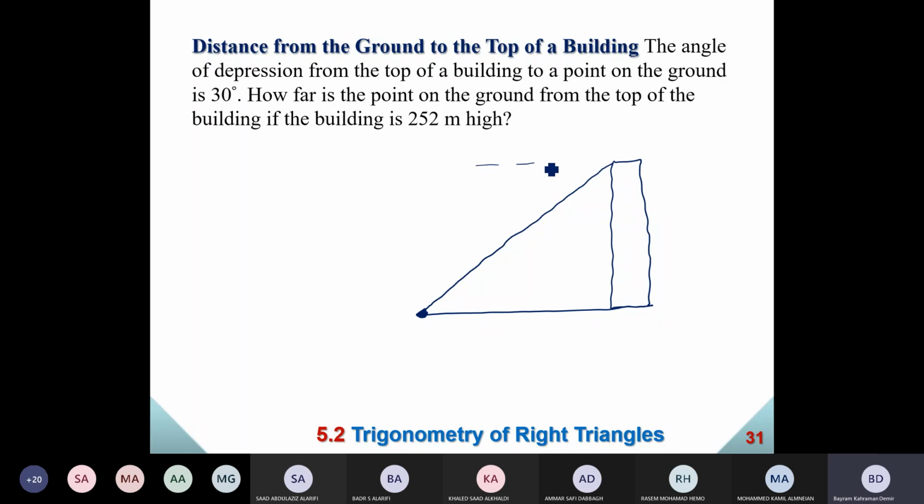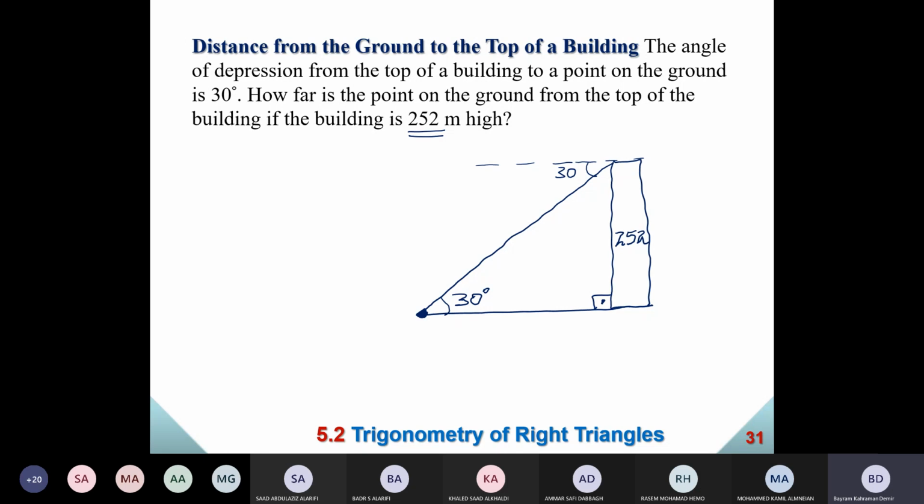Angle of depression is here, Shabab. This one. That means we also have this angle 30 degree, right? By the geometric property. All right. So that is the simple image, Shabab. The building is 252 meter high. So we know this building is 252 high. Height of the building is 252.